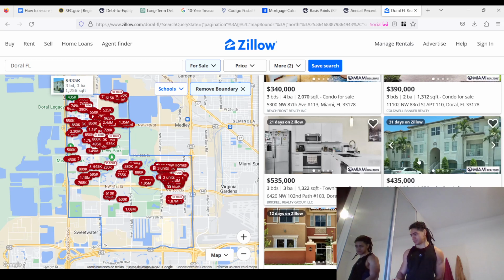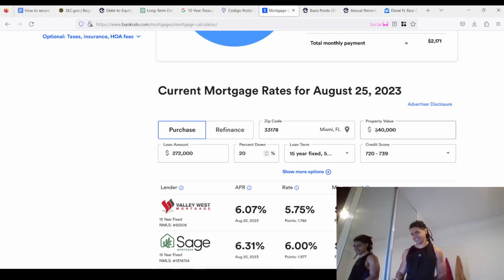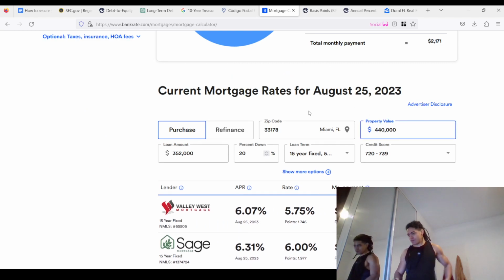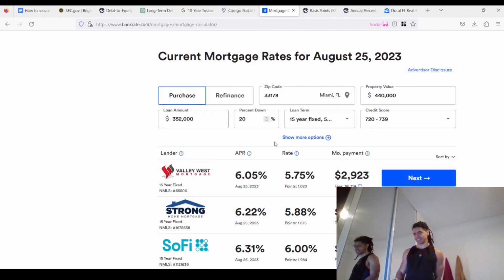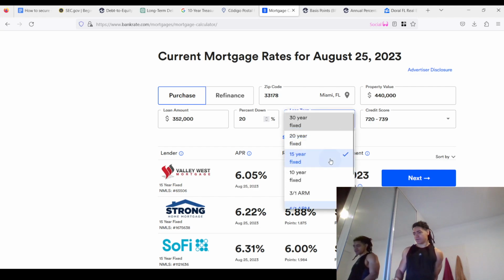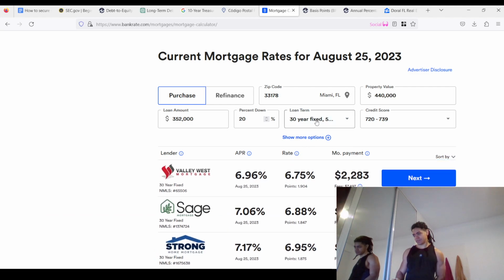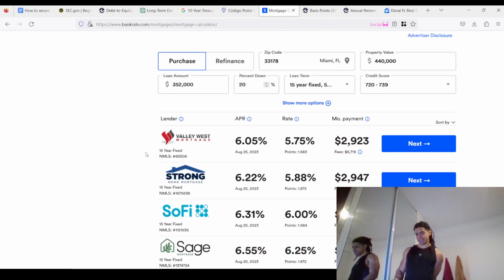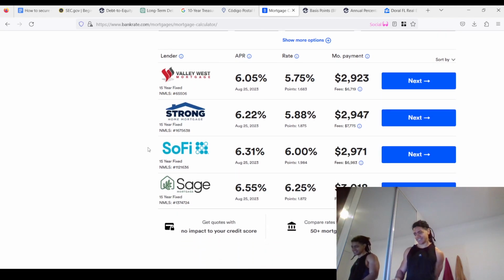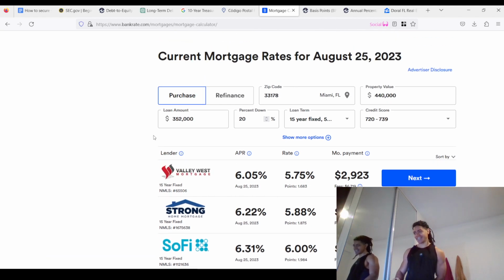I will do this. I will put this price, 400. Jesus. Okay, 400. 440,000. Damn, son. 440,000 for 30 years fixed, to 15 years. Damn, son. Holy hell.